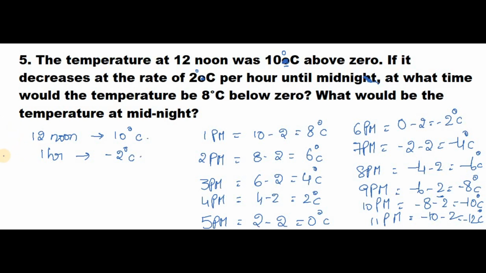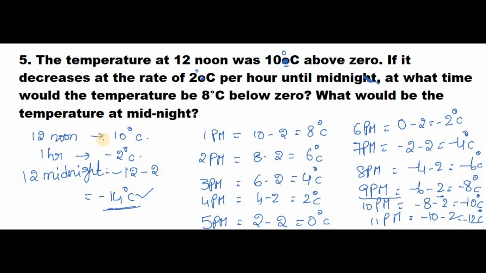And 12 midnight. Minus 12 minus 2 is equal to minus 14 degrees Celsius. This is what is happening here. So what question did he ask now? At what time would the temperature be 8 degrees Celsius below 0? Nothing but minus 8. So where are you finding minus 8? Night 9 o'clock. And what would be the temperature at midnight? Minus 14 degrees Celsius. Okay.